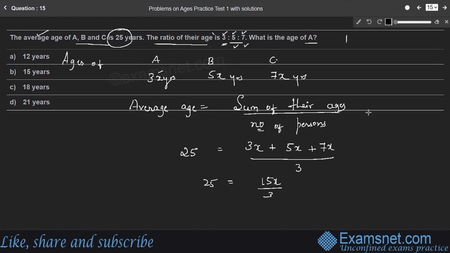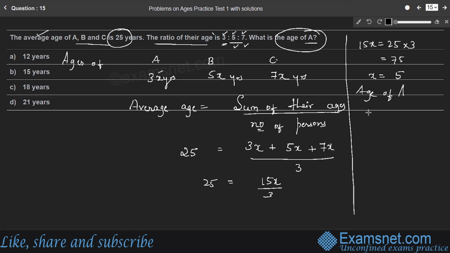Therefore, 15x is equal to 25 into 3, which is 75. Therefore, the value of x is 75 by 15, which is 5. We need the present age of A. Therefore, the age of A is 3x years, so 3 into 5. So A is 15 years old. Option B is the right answer.